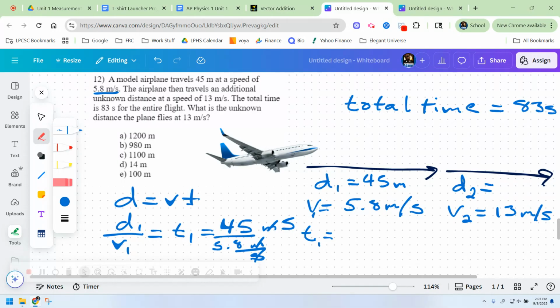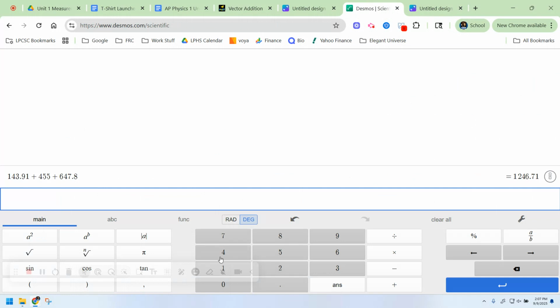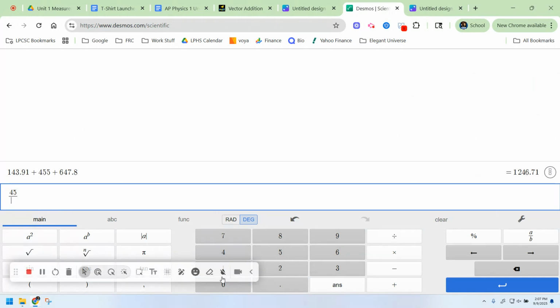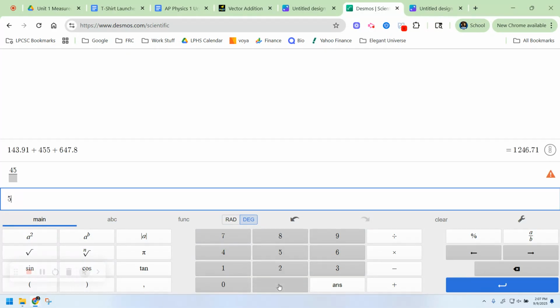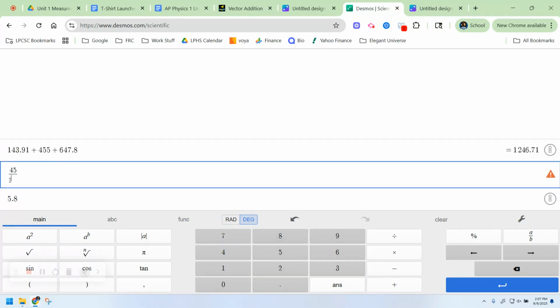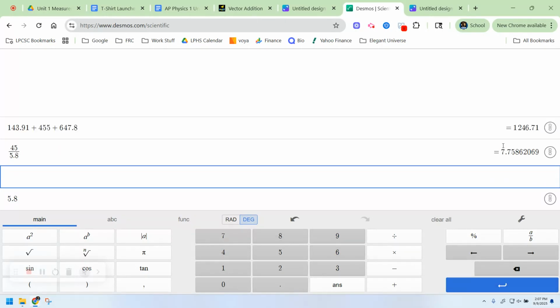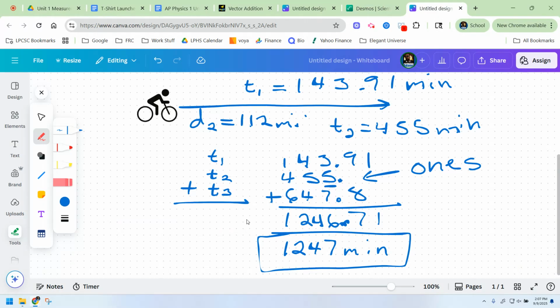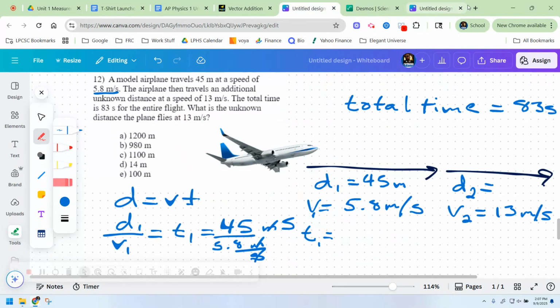So I just got to plug that in Desmos. So 45 divided by 5.8. Oh, it always does that. 5.8. And so it takes about 7.76 seconds for that leg of the trip. Wrong thing there. Okay, I don't need this one anymore. So that takes about 7.76.